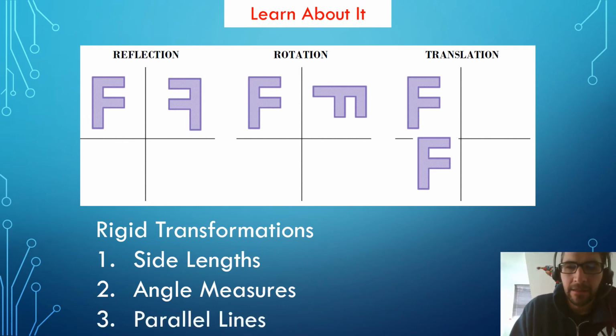Lastly, parallel lines are taken to parallel lines. If I look at a pair of parallel lines in one of my original shapes, the pre-image, this line is parallel to this line. In the reflection, I can see that this line is still parallel to this line. If we look at the rotation, if I look at the back of the F and the front of the F, those lines look to be parallel. And over here, even though they're rotated, that line segment and that line segment are still parallel. And lastly, with translations, if I look at the top of the F and the middle of the F, they are all parallel.